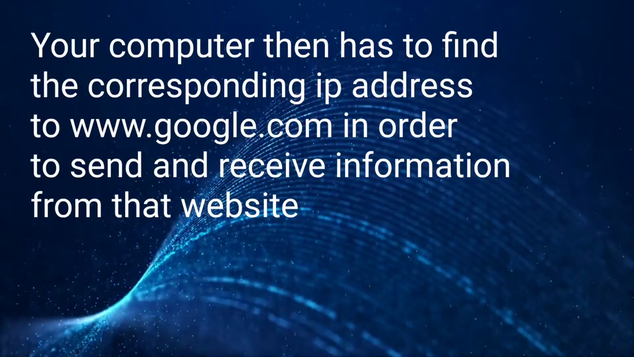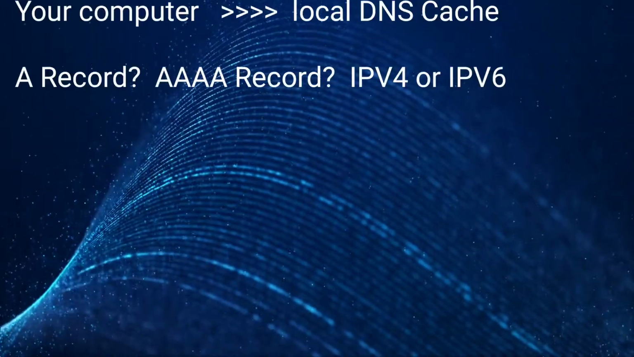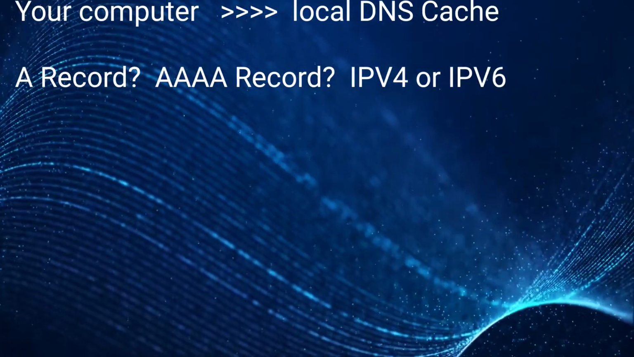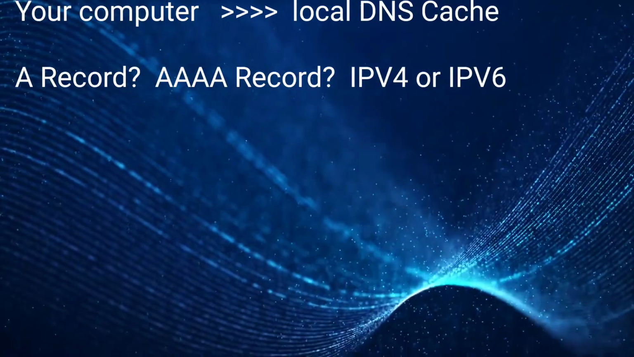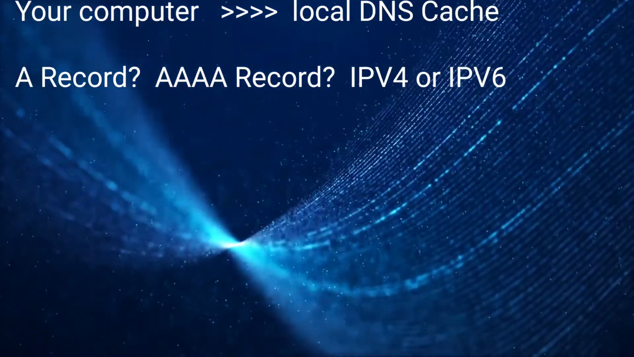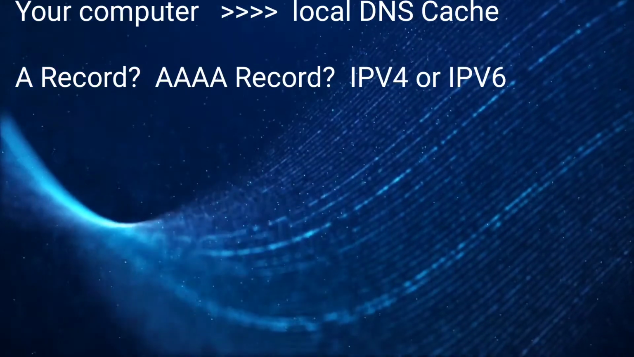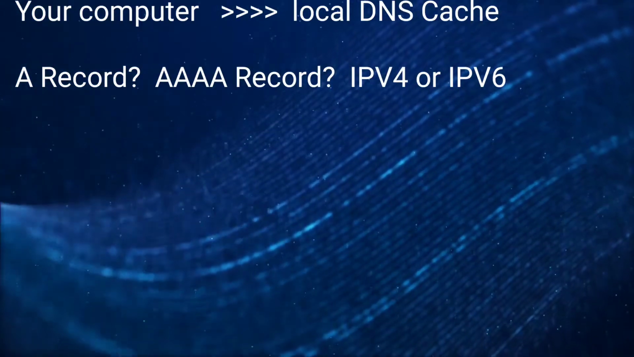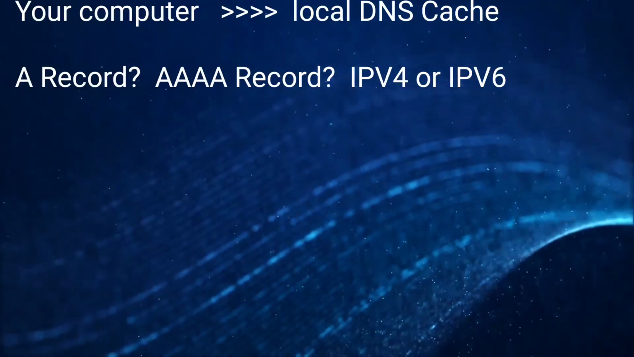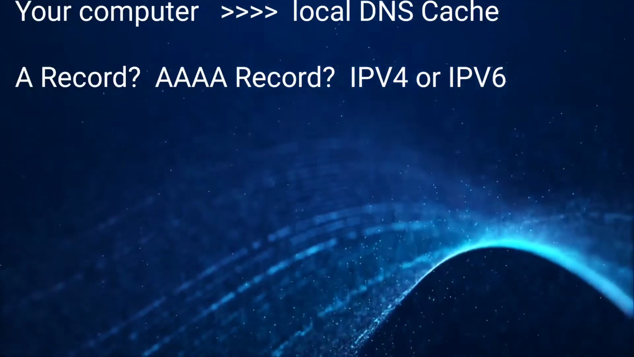information from that website. Your computer will then look in its local DNS cache for the A record or the quad A record, depending on whether it's IPv4 or IPv6. The quad A record and the A record hold the domain name and the IP address in a record that it can return to your computer and you can render the web page. But what if it doesn't have the A record or quad A record?